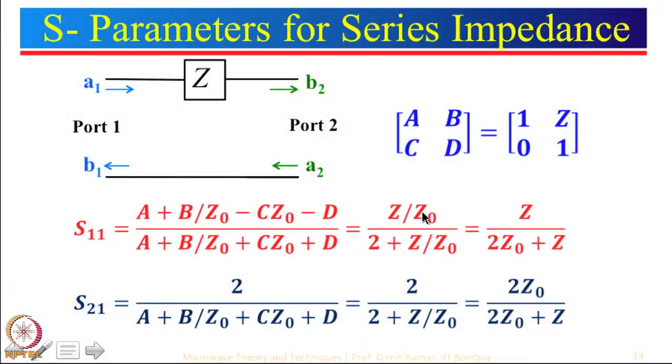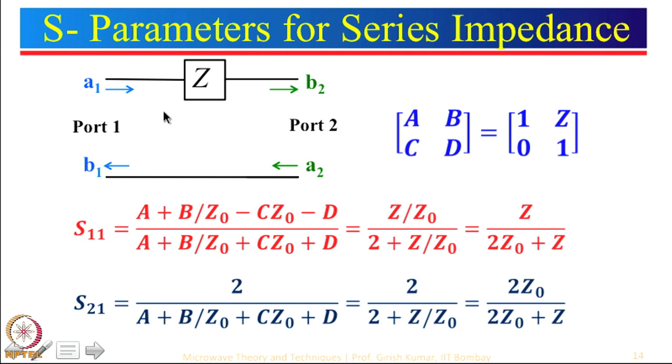Okay, so now let us take an example of how to find S parameters. We are going to solve this problem in two different approaches. The first approach is that we are going to first find out the ABCD parameters, and then we use the formulas to get the S parameters. So let's see what is the simple problem we have taken.